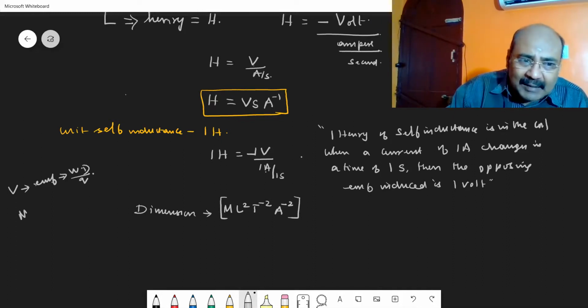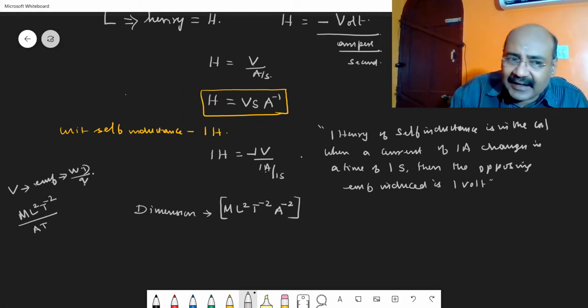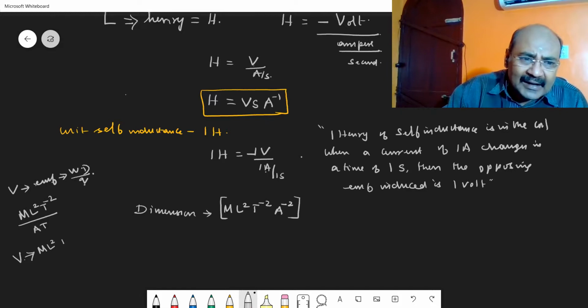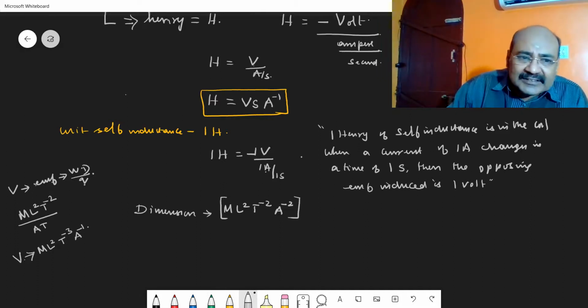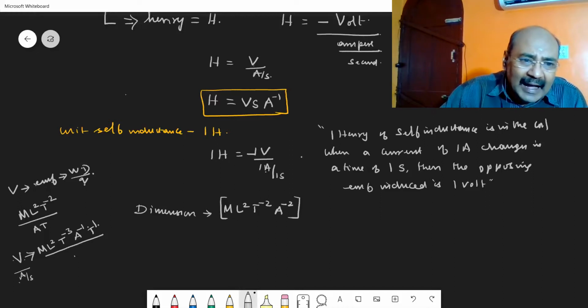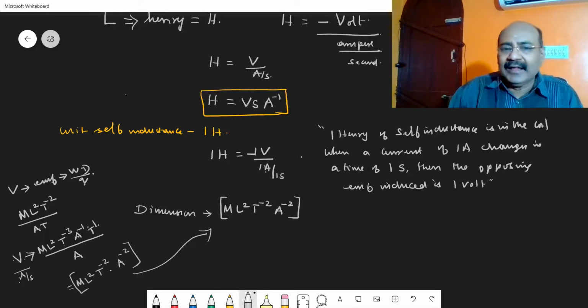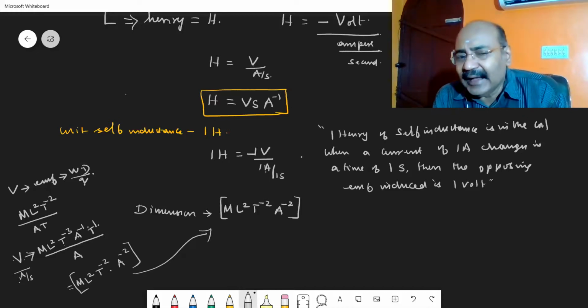What is work done? Work done is M L square T power minus 2, divided by charge. What is charge? Charge is current into time, A into T. So taking it to the numerator, instead of volt or EMF, we will be getting M L square T power minus 3 A power minus 1. Then you substitute in this equation. Volt divided by ampere per second. Second will be taken to the numerator, so T power 1, divided by ampere. Ampere is A. Take this also to the numerator, you will be getting M L square. T power minus 3, here T power 1, it is T power minus 2. Take this A to the numerator, you get A power minus 2. So the dimensional formula is M L square T power minus 2 and A power minus 2.